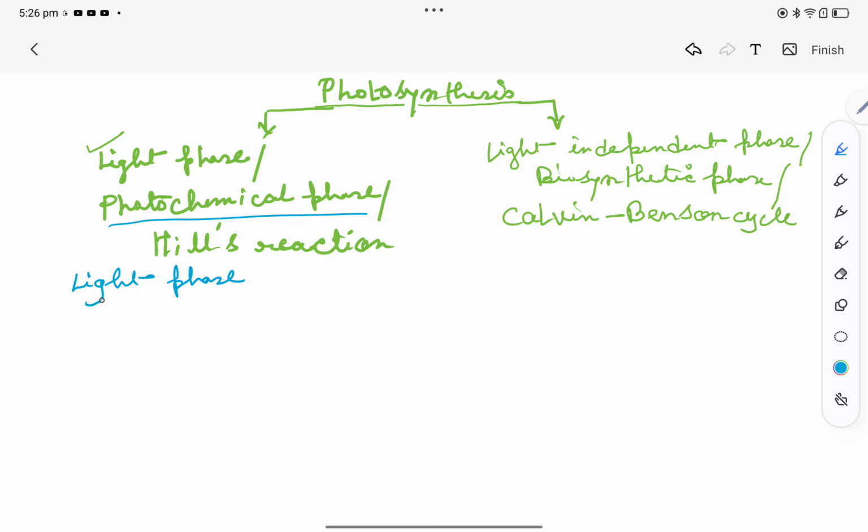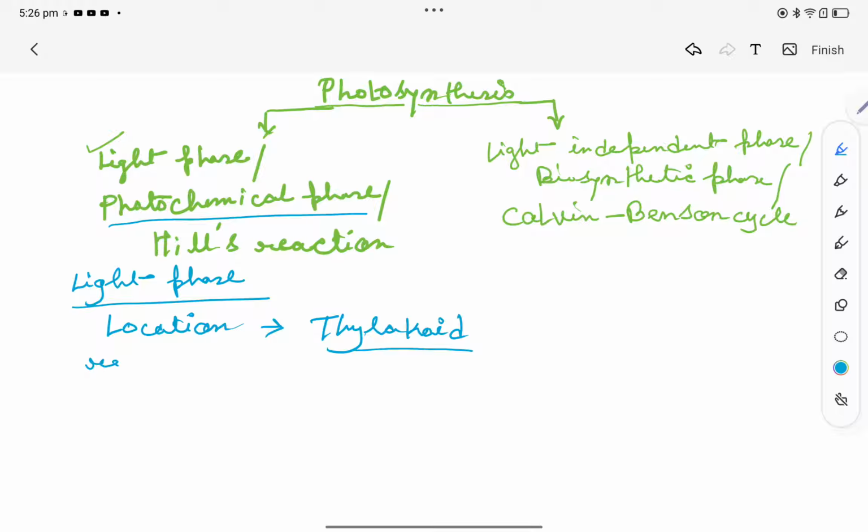So where does the light phase occur? As I have told you, the location of the light phase is always the thylakoid. In my previous video I explained the structure of the chloroplast, what is thylakoid, what is stroma, what is grana, etc. If you want, you can go through that video as well. Thylakoids are found in the chloroplast. They look like a stack of coins, right?